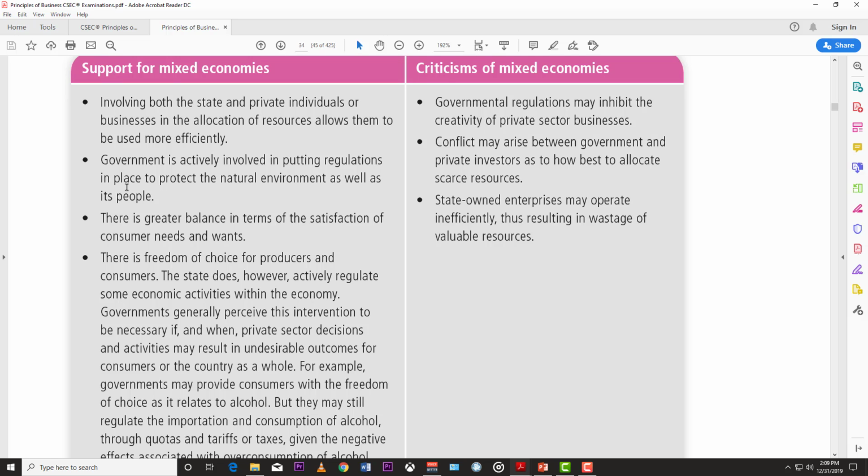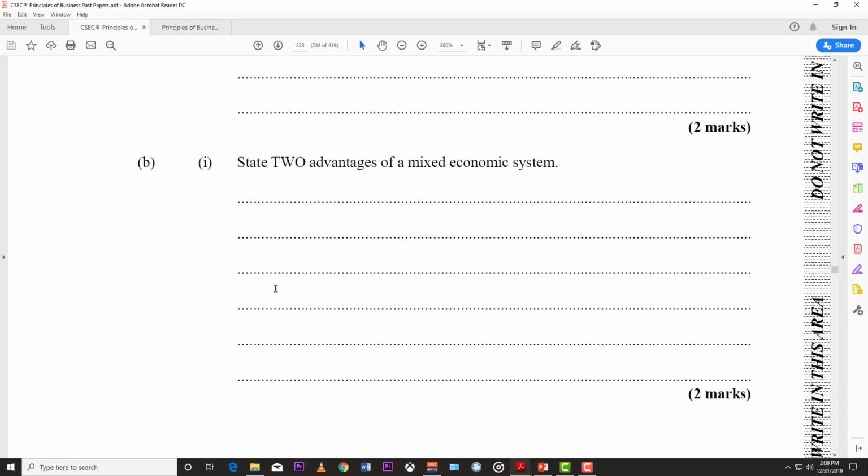That's like Cuba, North Korea, those places. And you see how they are. But in the mixed economy, you have both the government and the private sector combining to make it a more rounded economic system. All right, the next question here.